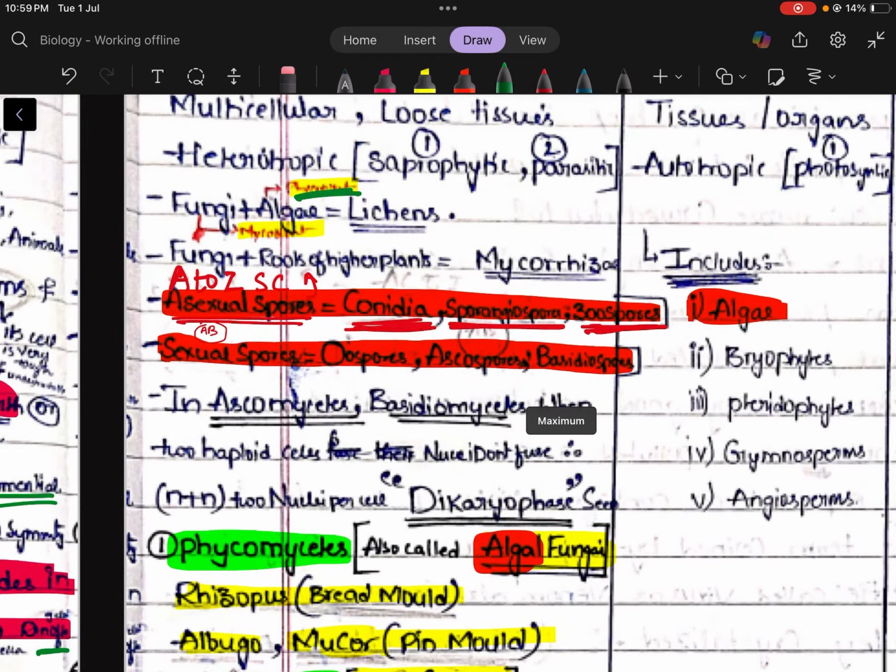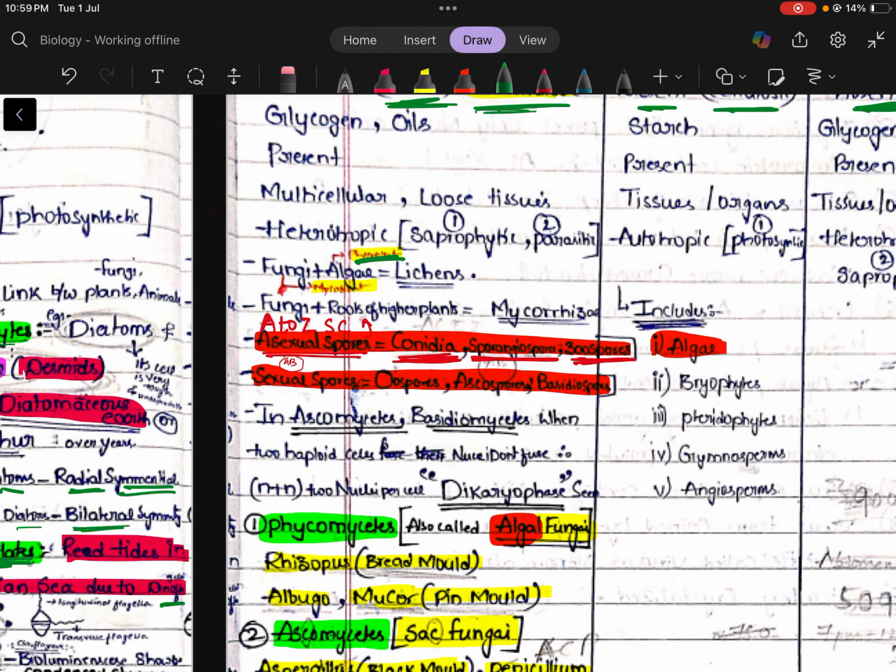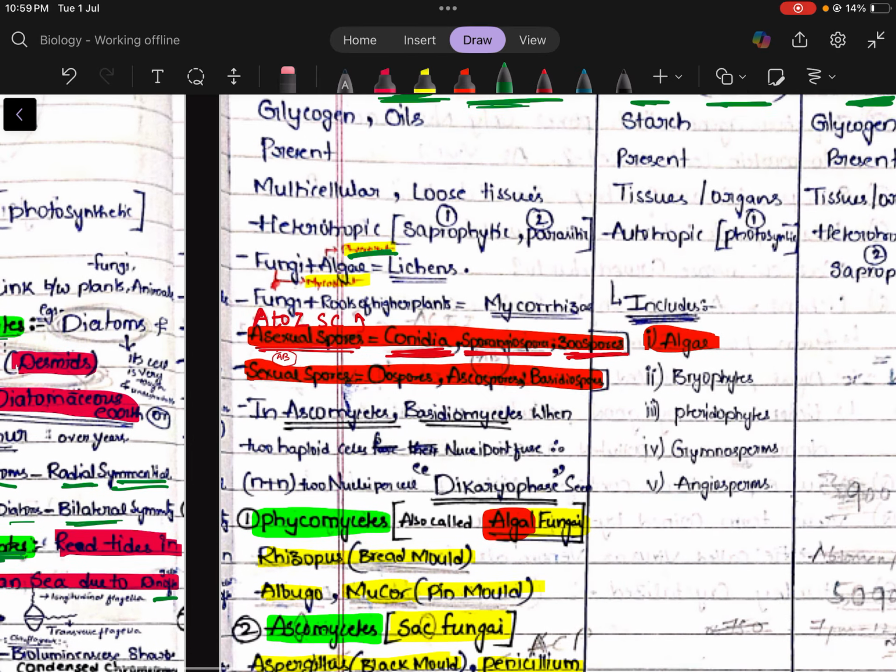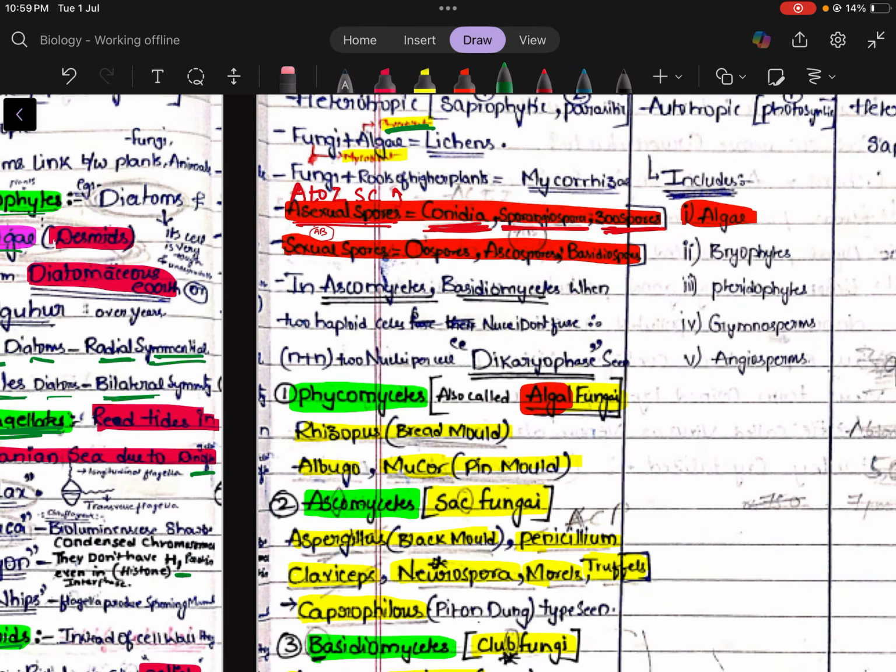Next, asexual spores are conidia, sporangiospores and zoospores. How can you remember this? Asexual spores: A to Z SC. You just remember A to Z SC. It means A for asexual spores, Z for zoospores, S and C for sporangiospores and conidiospores.